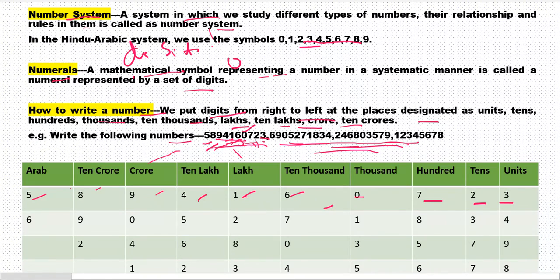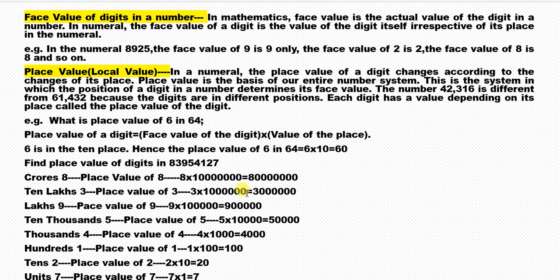Now we move to face value. What is face value? Face value is the actual value of a digit in a number. In a numeral, the face value of a digit is the digit itself, irrespective of its place in the numeral. For example, take 8925. The face value of 9 is only 9. The face value of 2 is 2. The face value of 8 is 8, and so on.